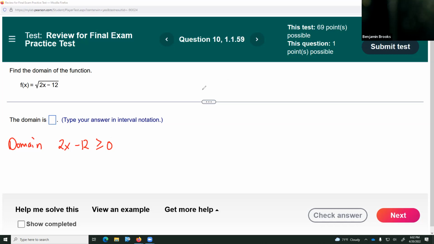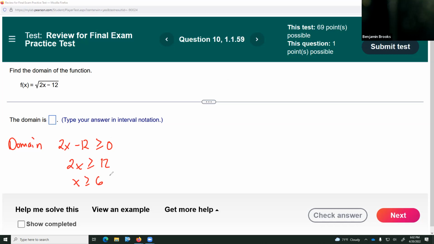So what we're going to do is solve this just like we would solve any other inequality. We're going to add 12 to both sides, and divide by 2 on both sides. When is the one and only time that we change the sign on an inequality?